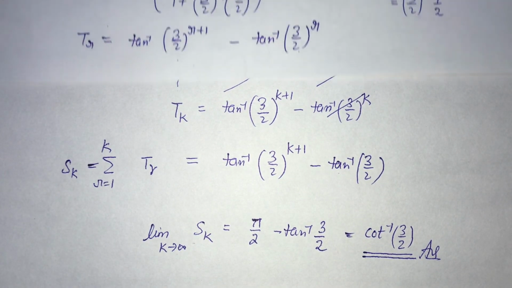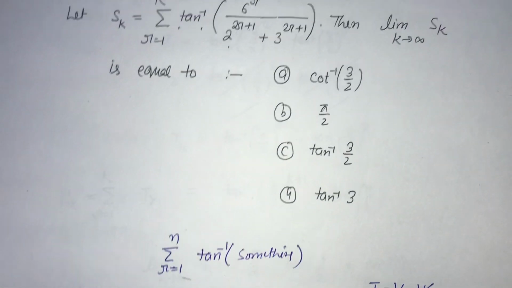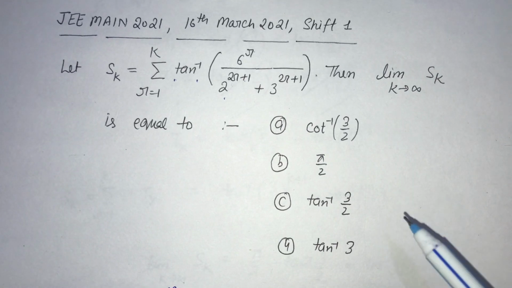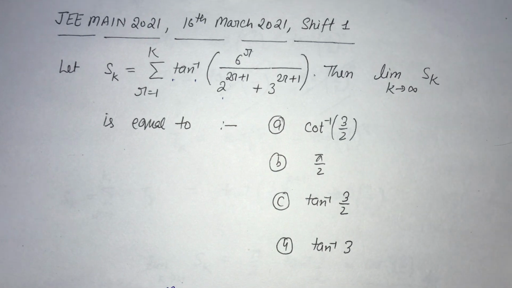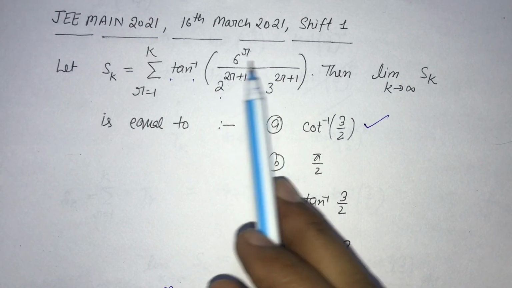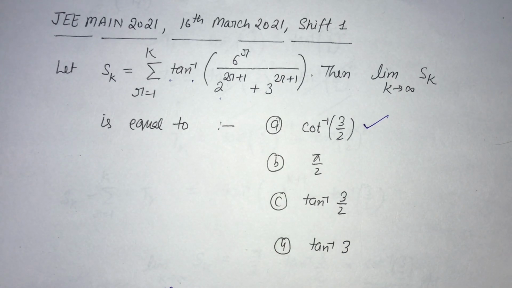So now let's see the solutions of the options of the questions given. So here in the options we were given cot inverse 3 by 2, pi by 2, tan inverse 3 by 2, tan inverse 3. So option A is the correct option. So students, I hope this should be clear to you. So this was a little bit tricky problem. So in this problem, basically you need to understand how to manipulate this argument of tan inverse. So you can try many problems based on such kind of concepts.